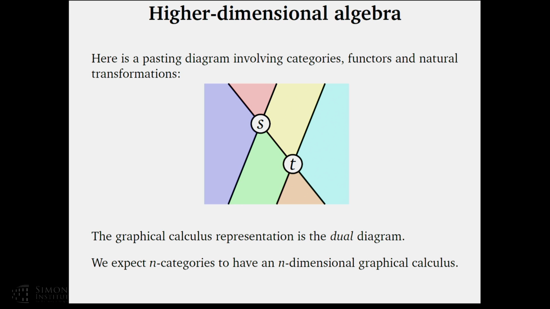And the idea is that in general we would expect n-categories to have an n-dimensional graphical calculus. Okay? And for n greater than 2, this is not really a theorem. It's an expectation, something that would motivate perhaps our very definitions of n-categories.